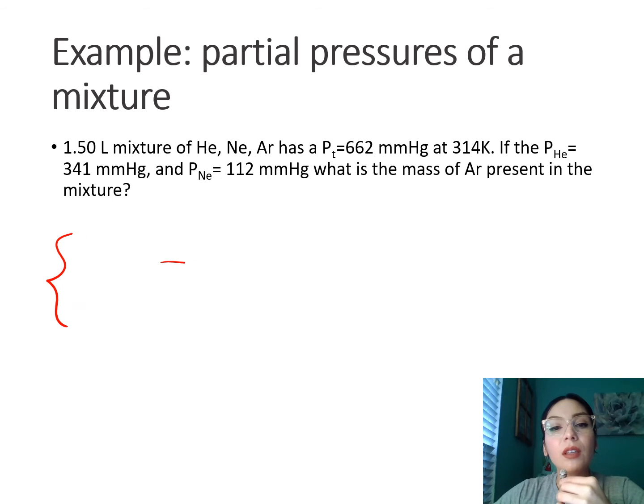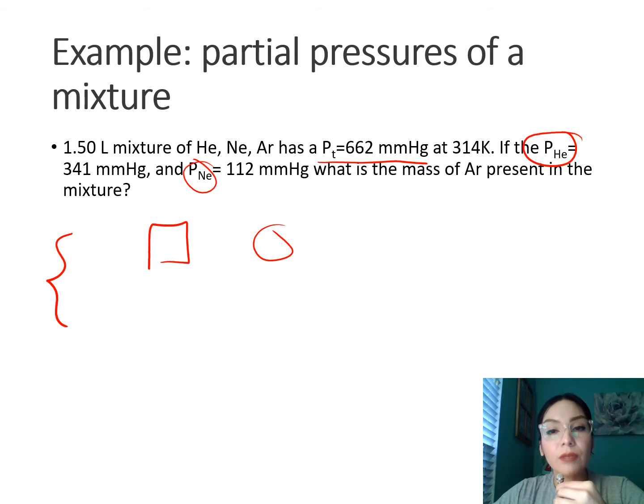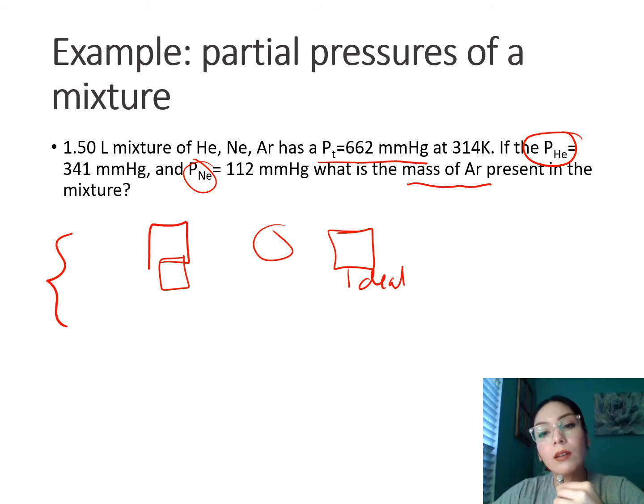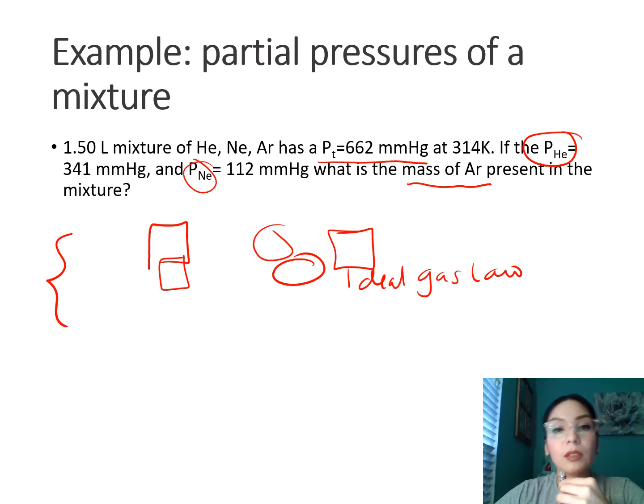We are given the total pressure right here. We are given the partial pressure of helium. We're given the partial pressure of neon. It's asking us to find information about argon, right? So essentially we need to first find the partial pressure of argon. Using that partial pressure, we're going to use the ideal gas law to determine moles of argon. With those moles, we can just use the molar mass, and then we can convert to grams of argon.